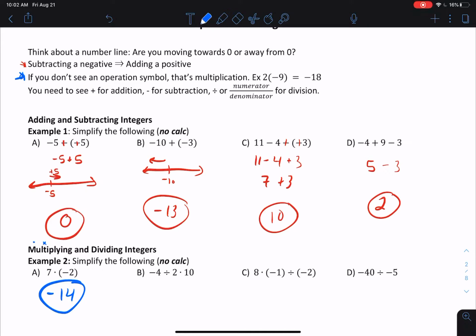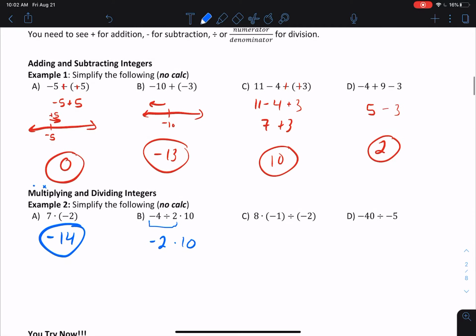Next, we have -4 divided by 2 times 10. Okay, so the first thing we want to do is -4 divided by 2. That's going to give me -2. Next thing we got to do is multiply it by 10. So -2 times 10, that's going to give me -20.